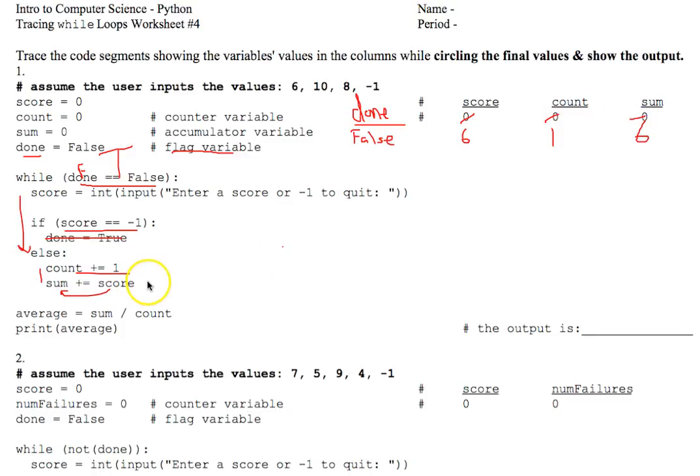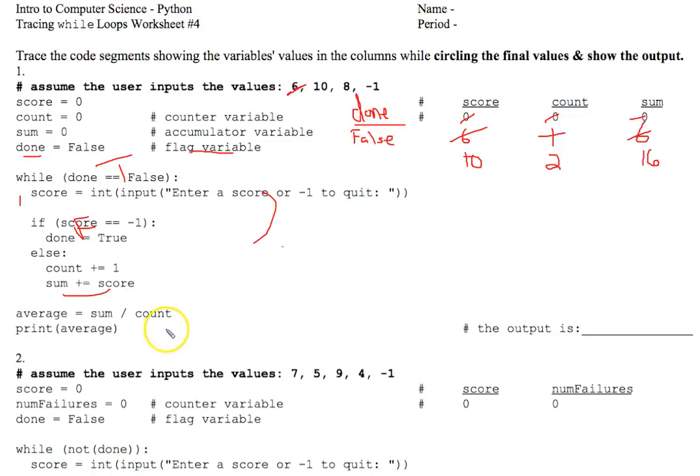We loop at this time back up to the top of the while loop, and we check done equals False. Is done equal to False? That's still true, so we go through the loop again. False is equal to False. Score equals input. We're up to this 10 here. 10 gets inputted here for score. Is score equal to -1? That's a false, so we don't do the if. We do the else again. We add 1 to count. We add score into the running total, it's up to 16.